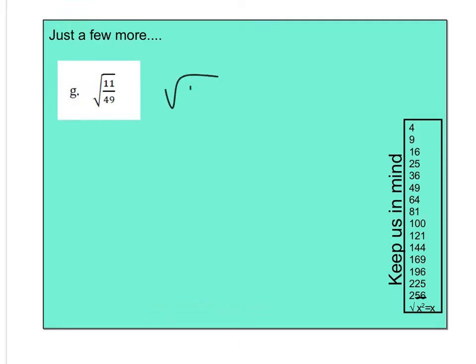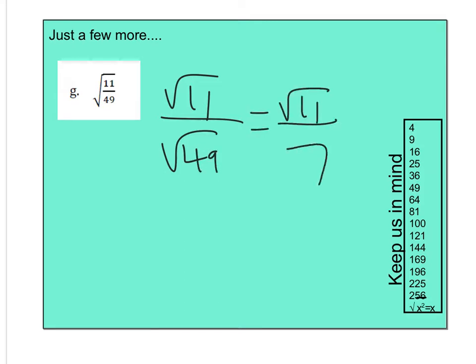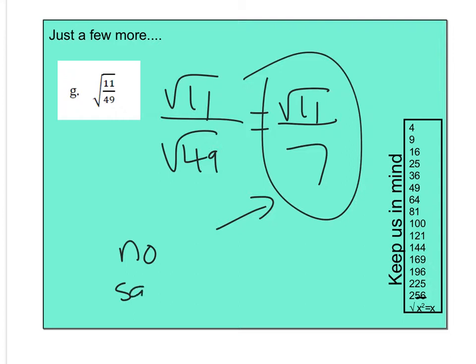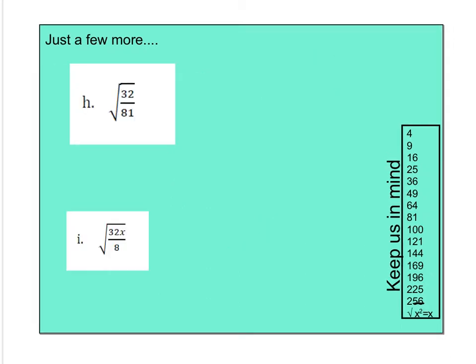So here I want to split and go square root of 11 over square root of 49. Square root of 11 I can't do much with. On the bottom, that's going to be 7. That's legal. That's fine. Okay, there's no square root in the denominator, and that's what I want. Now it's simplified.